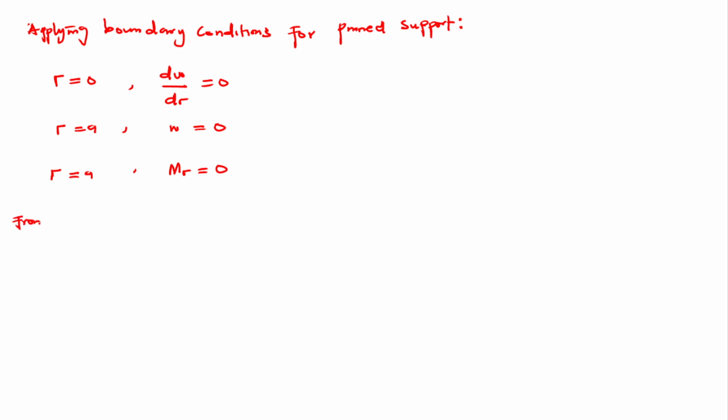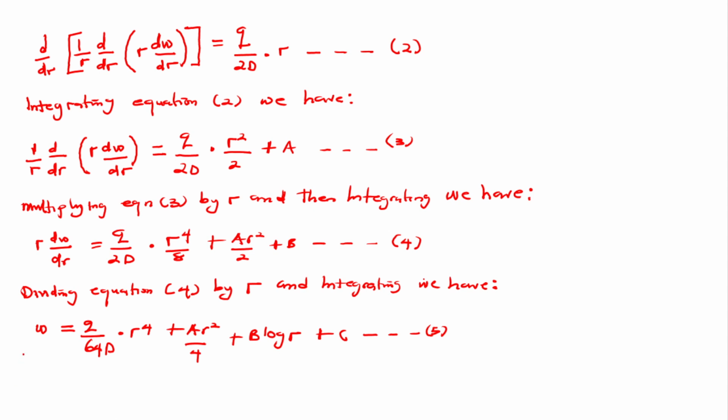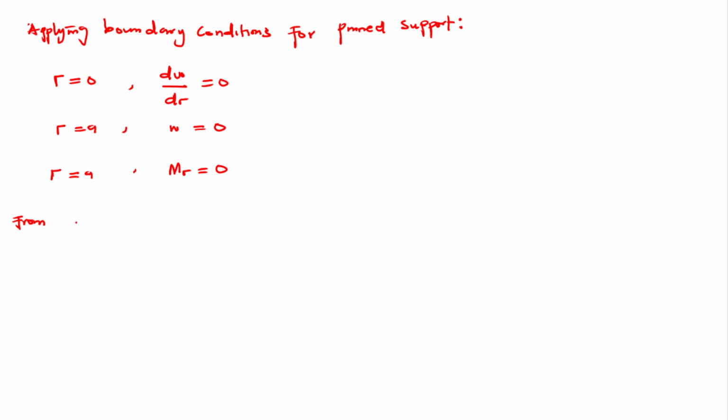So when we apply, if we come here, you will see that if we apply our first boundary condition to equation 4, we will obtain the value of B. So from 4, when r equals to 0 and dw over dr equals to 0, B will be equal to 0.